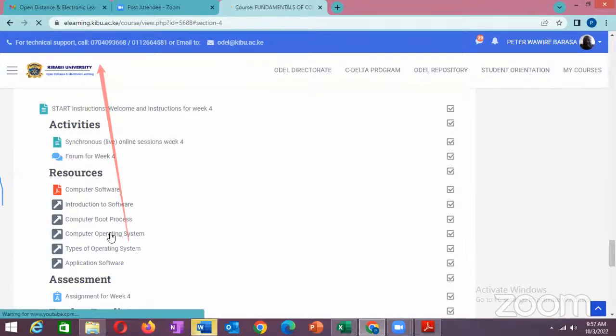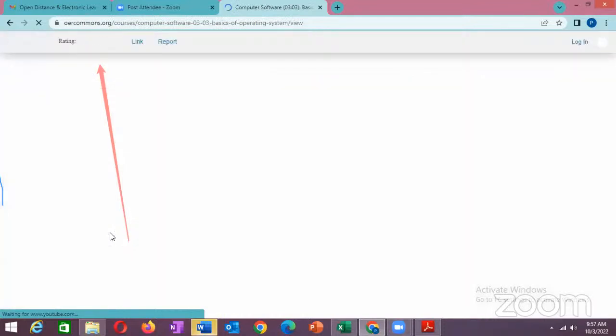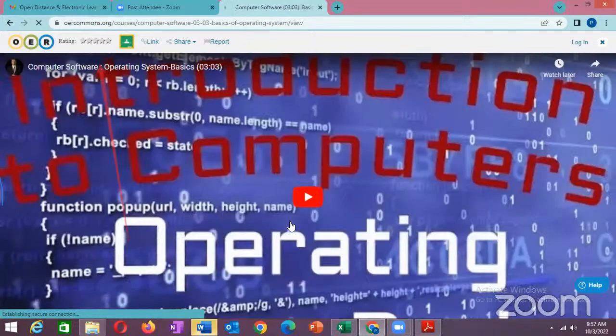Maybe, what's an operating system? Let's listen to this and we'll conclude by that. Let's conclude this by listening to this, and at the end of this, you can now move into doing your assignments and upload them.